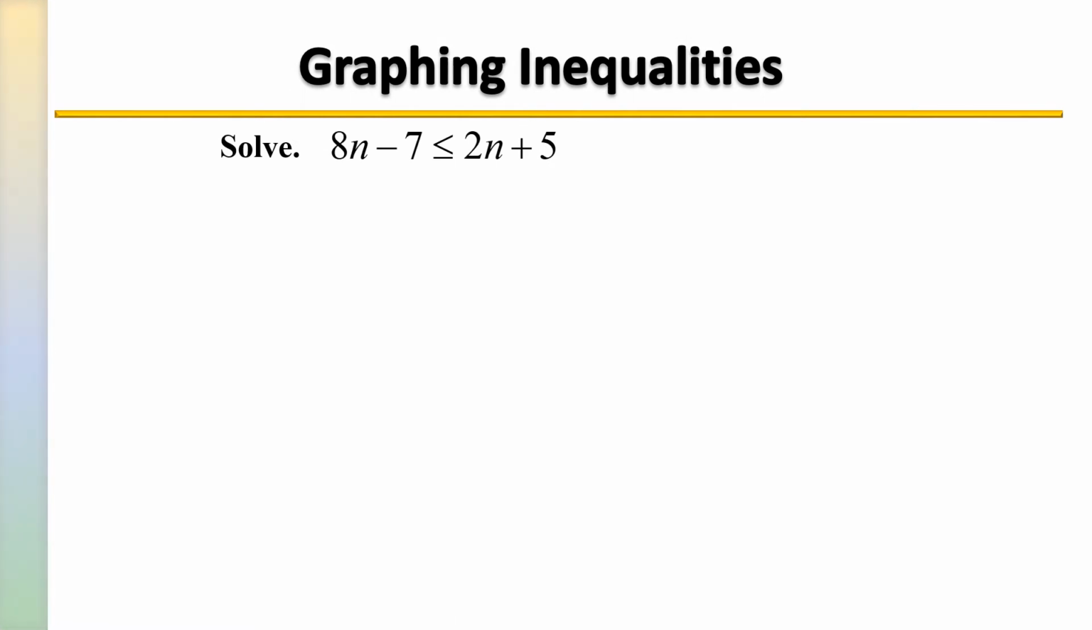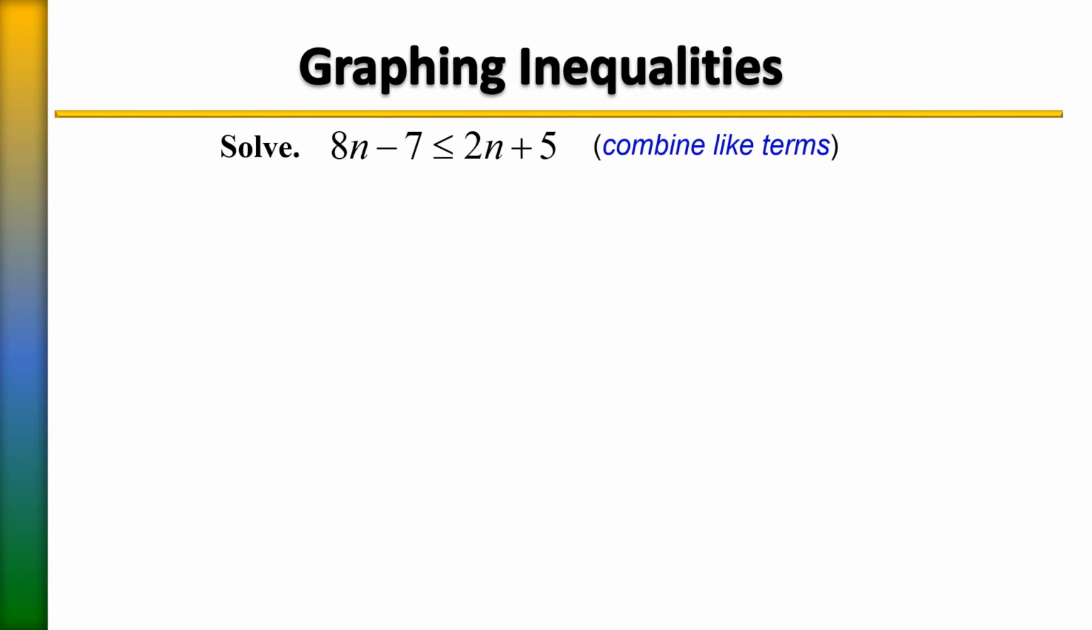Let's do one more. So we want to solve for x, or in this case it's n. So the first step towards solving for n is to combine like terms. Let's get our variables together on one side and our numbers together on the other. So I'm going to go ahead and bring my variables on the left side. So I'm going to subtract 2n from each side. And I'll bring my numbers over to the right by adding 7 to each side.